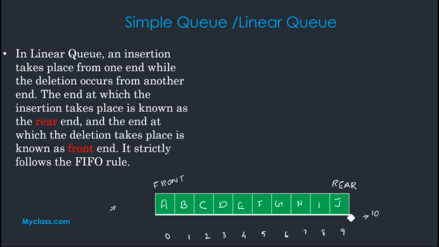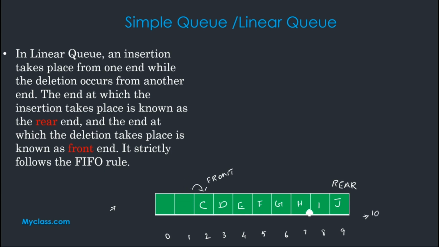At that time the queue is full and we can't insert more, because we only insert at the rear side, and rear is pointing to the very last position of our queue. But we can delete from this queue. If we want to delete A, B and C, first we delete A, and now the front is pointing to this position. Now we can delete B, and the front moves again. Now the front is here, and these positions are free.